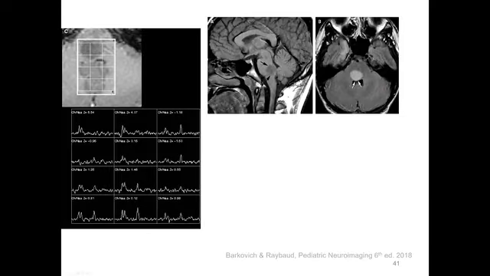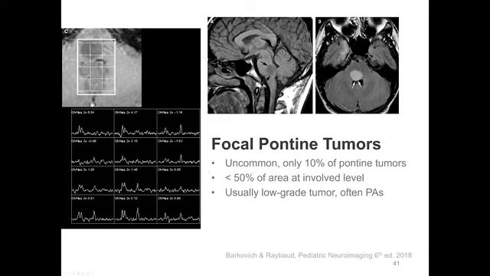In this other tumor, you can see the tumor is T1 hypointense, and the center is in the dorsal pons, not the ventral pons. And the tumor is very small, less than 50% of the cross-sectional area. And MRS shows no increased choline. So this is a focal pontine tumor. Focal is in contrast to diffuse. Focal means less than 50% of the cross-sectional area. And usually this means a low-grade tumor. It could be a pilocytic astrocytoma, or a grade 2 tumor, not DIPG.